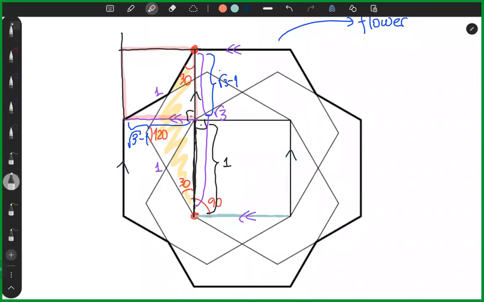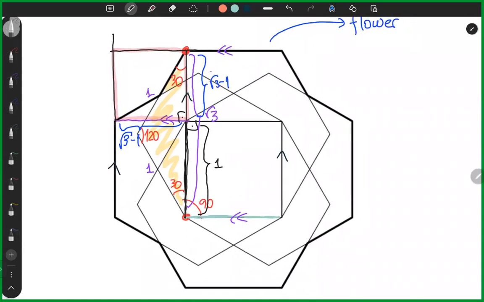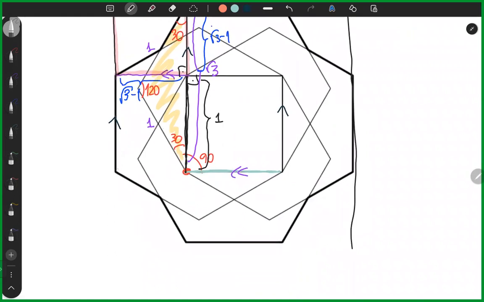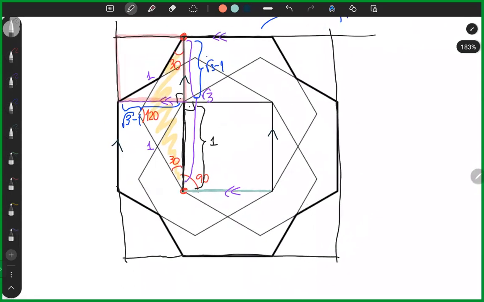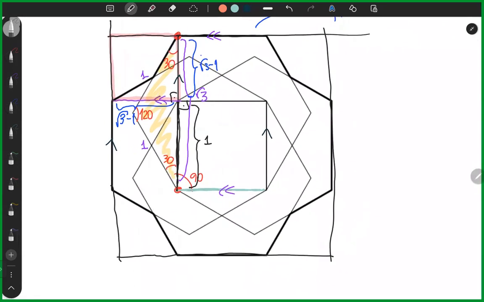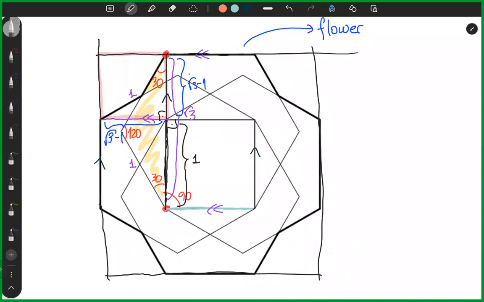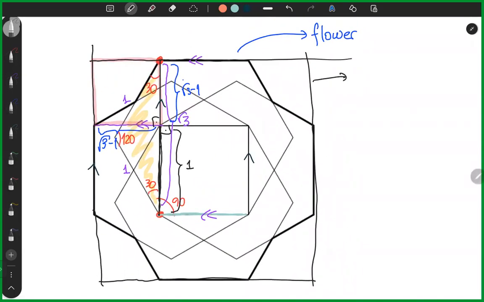Then I can extend all these outer lines of the flower, and from symmetry, I'm going to get little squares on the corners, and this big shape is also going to be a big square. So this is a big square. Let's call it the big square.